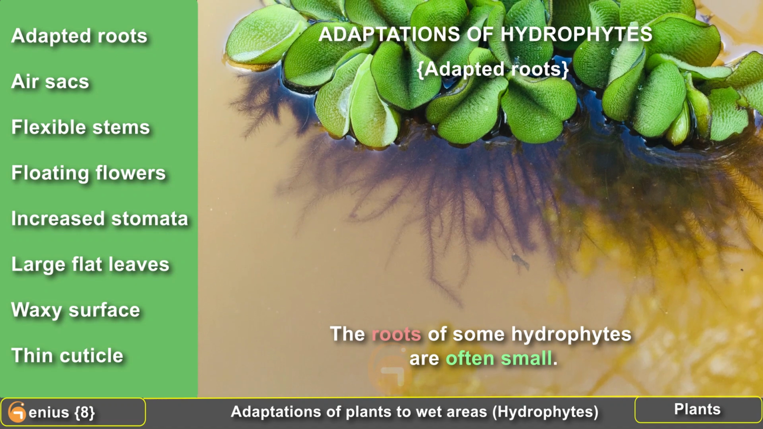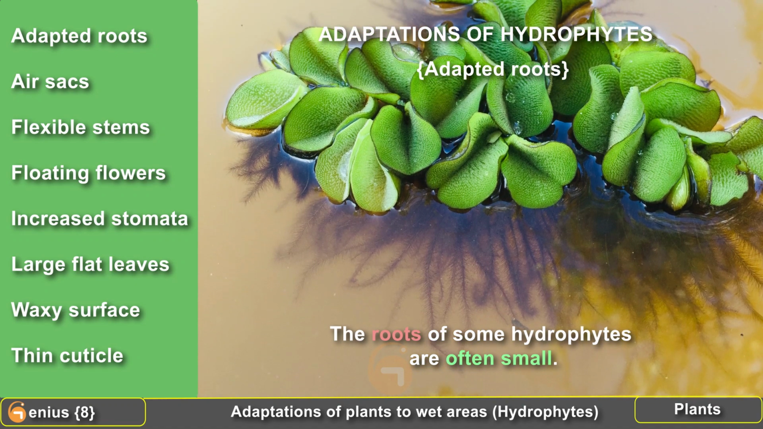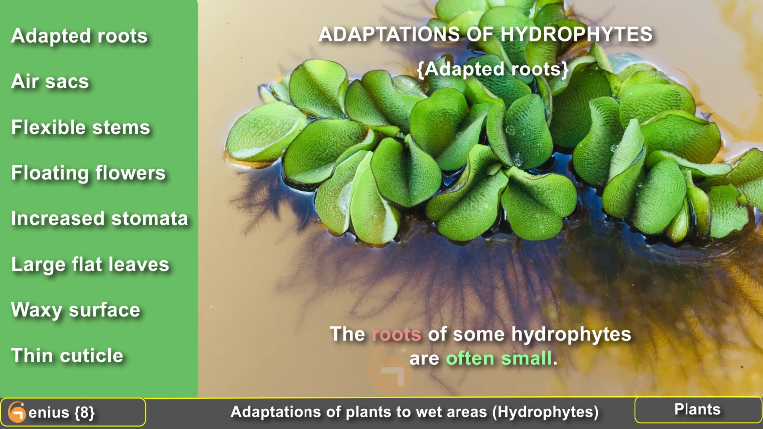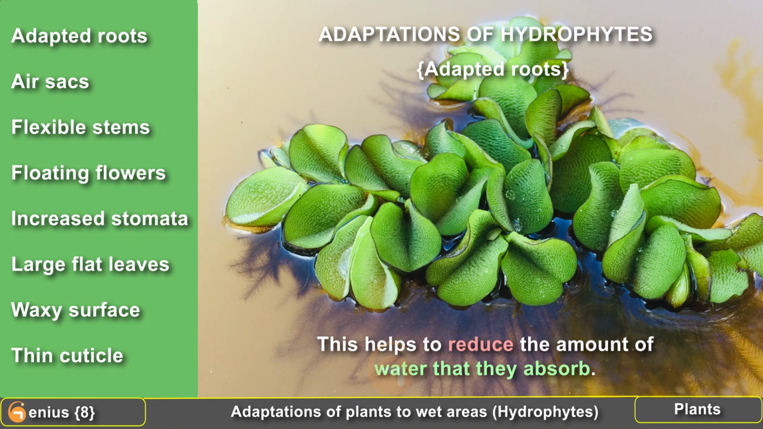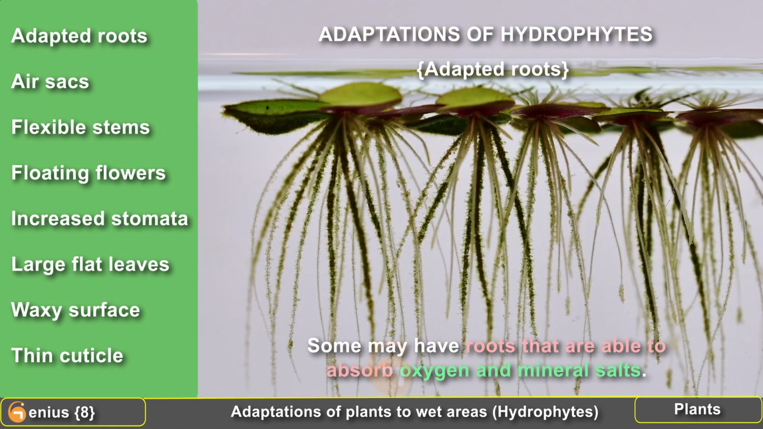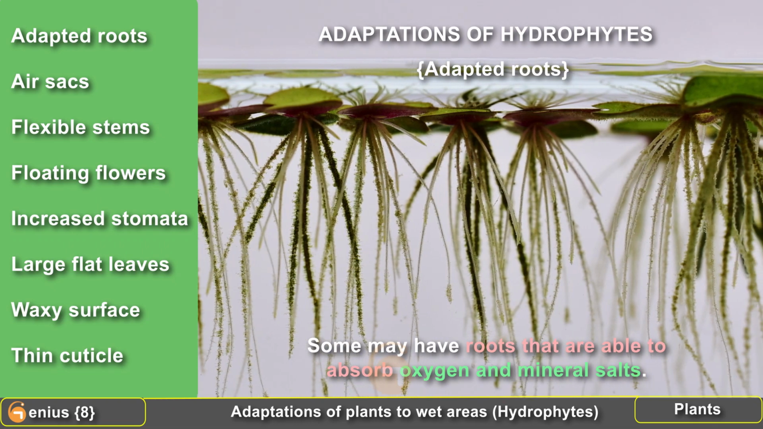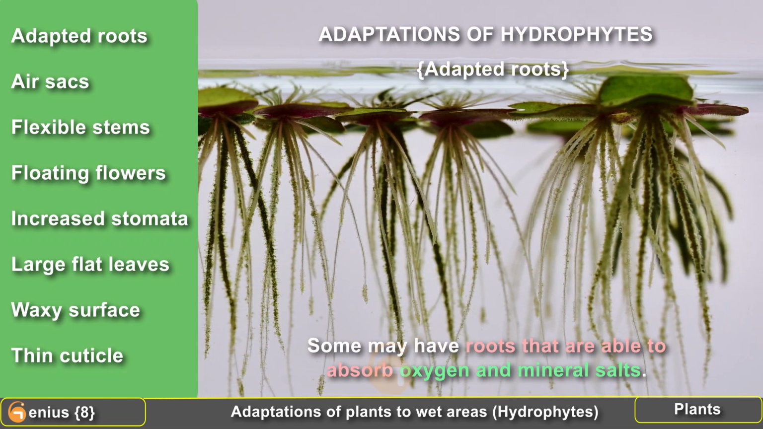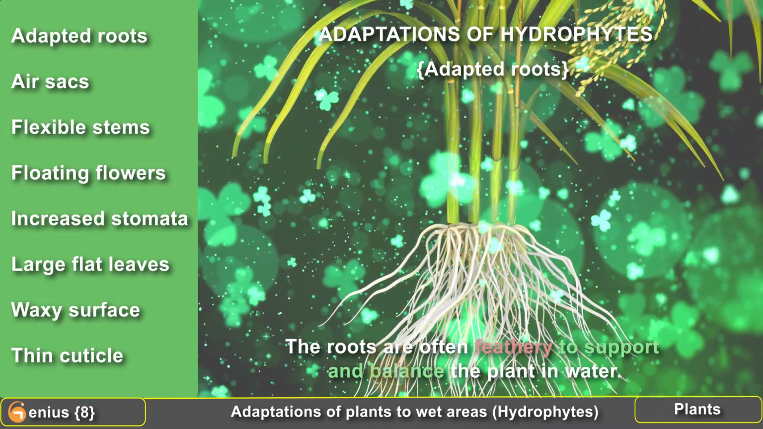Adapted roots. The roots of some hydrophytes are often small. This helps to reduce the amount of water that they absorb. Some may have roots that are able to absorb oxygen and mineral salts. The roots are often feathery to support and balance the plant in water.